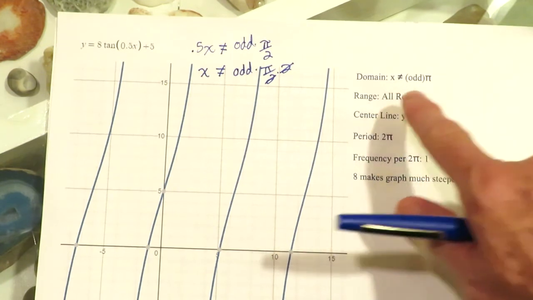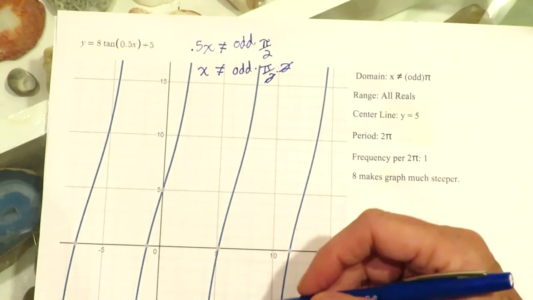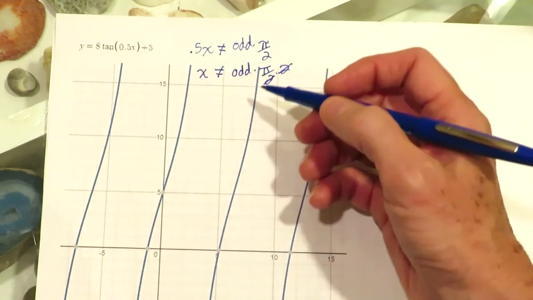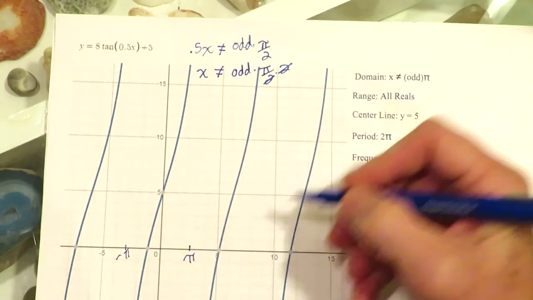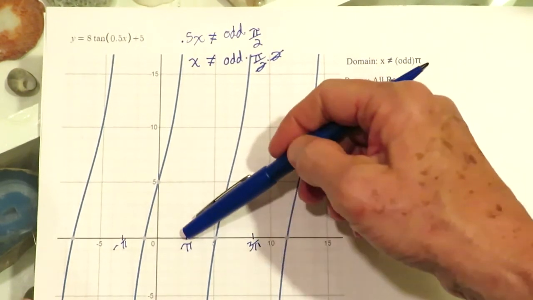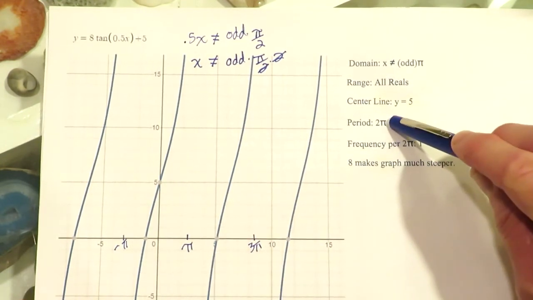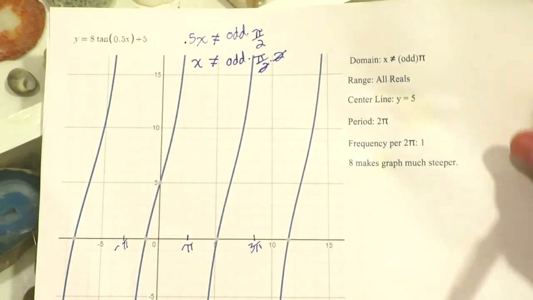My domain is x cannot be odd multiples of pi. And so every other pi is going to create an asymptote, and hence you'll get a full cycle every 2 pi. So my asymptotes are at negative pi, at 1 pi, at 3 pi. Okay, that's where the asymptotes are. So between pi and 3 pi, that's a distance of 2 pi. So you could see that the period is 2 pi. I'm getting 1 cycle per 2 pi, and again the 8 is making it very steep.